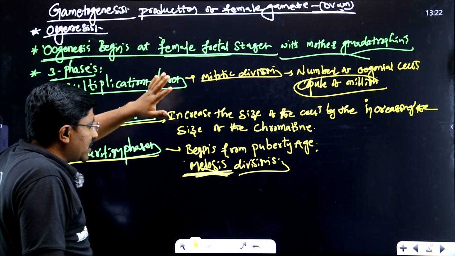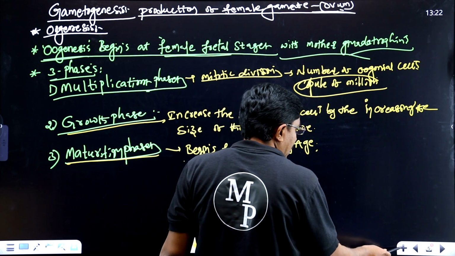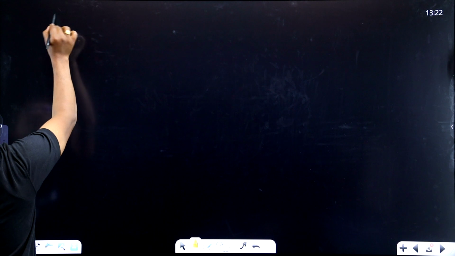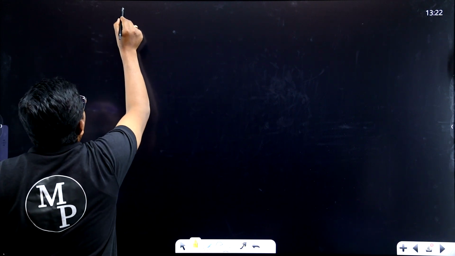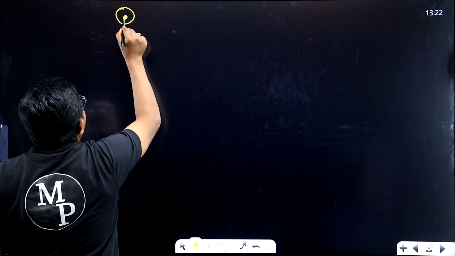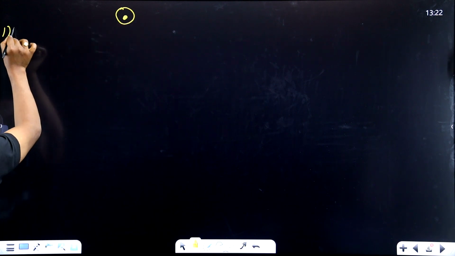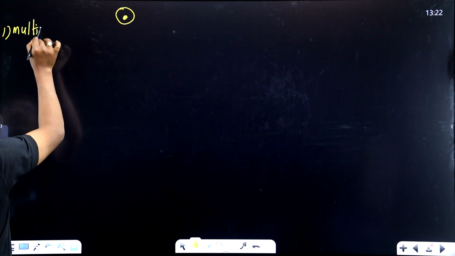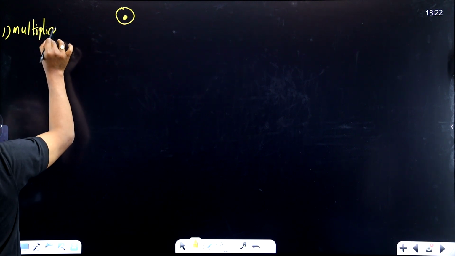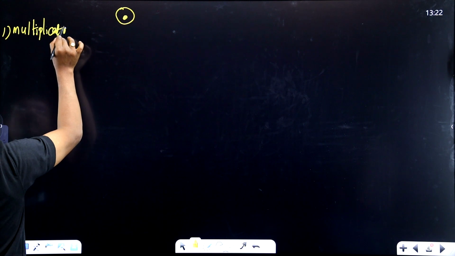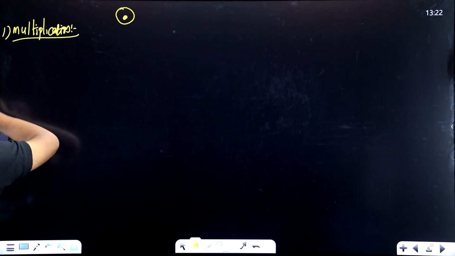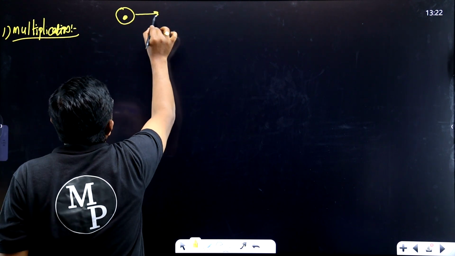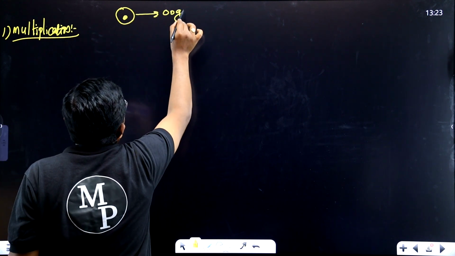Now we'll discuss the oogenesis process with the help of one particular chart. Come to the point here. First, the oogonial mother cells. The first phase is multiplication. Multiplication starts from the oogonial mother cells at the fetal stage.